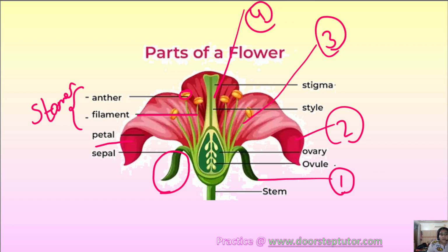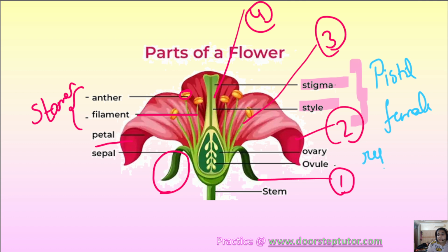Now if I talk about the stigma and style part, these both are basically the pistil region, or we can say the female reproductive part. These are some parts of a flower.